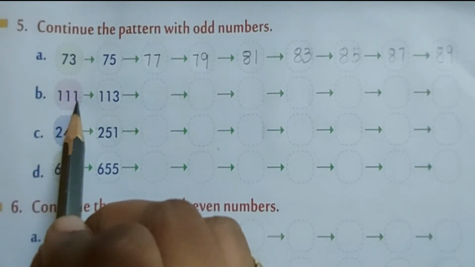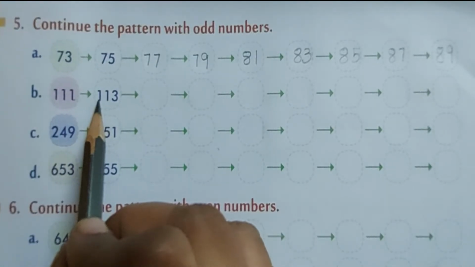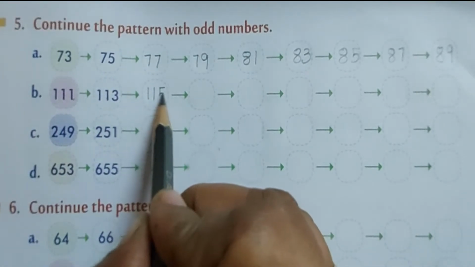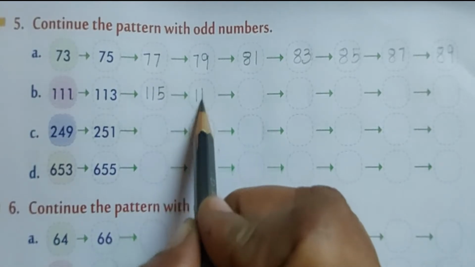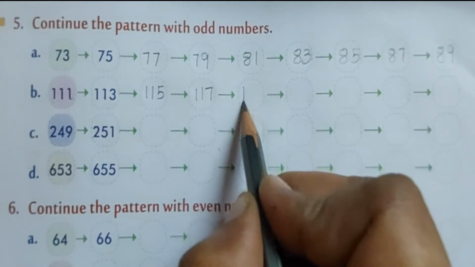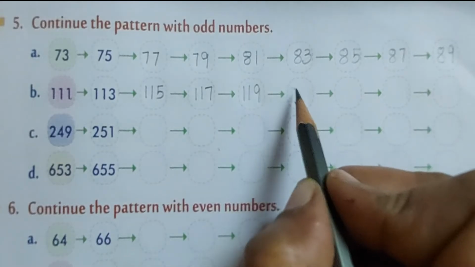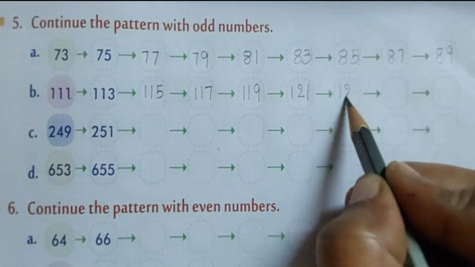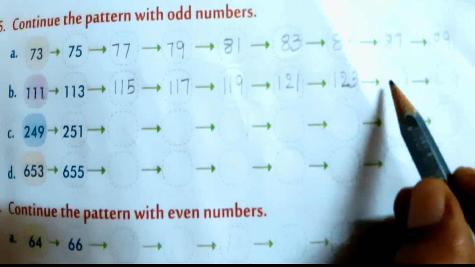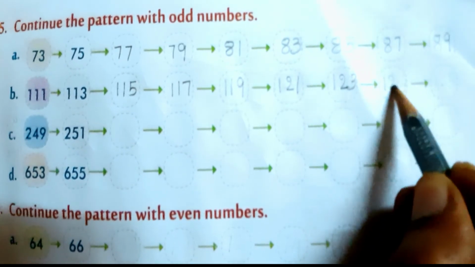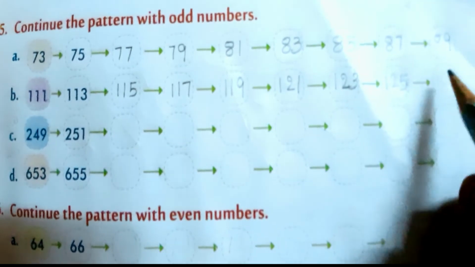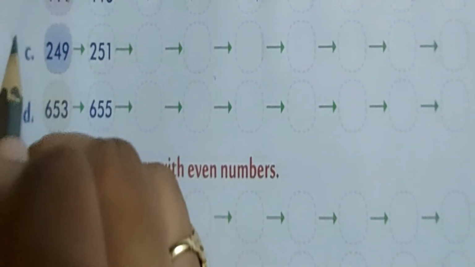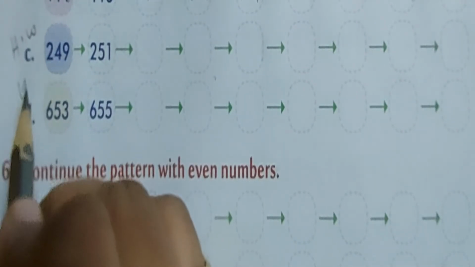And second one, 111. Next odd number is 113. And next odd number 115. Next one 117. Next odd number 119. Next odd number 121. Next one 123. Next odd number is 125. And next odd number is 127. C and D are the homework.